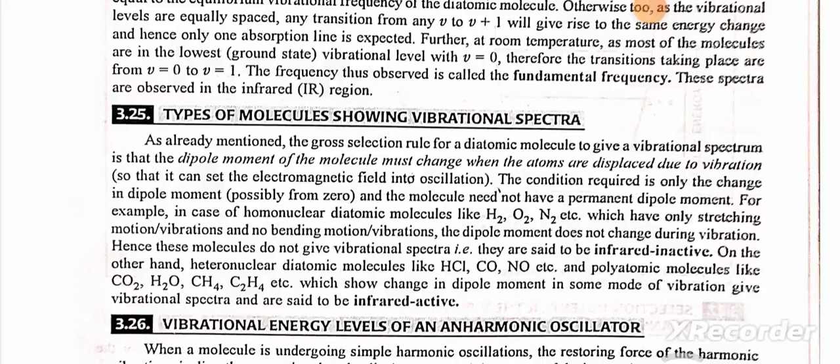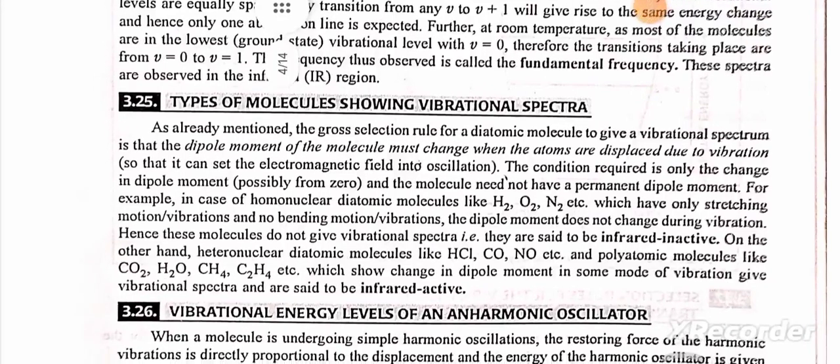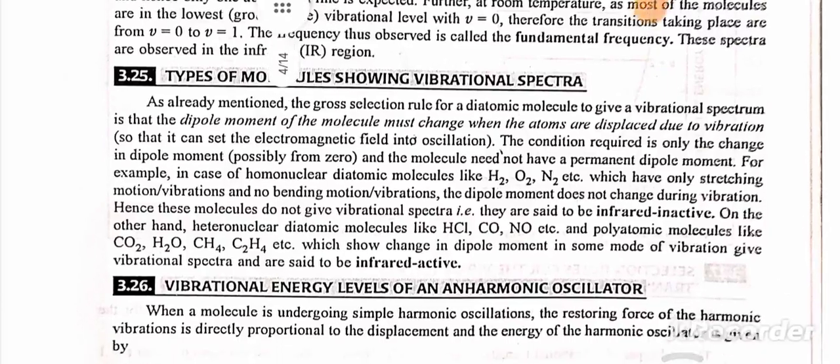For example, in the case of homonuclear diatomic molecules like H2, O2 and N2, which have only stretching vibrations and no bending vibration, the dipole moment does not change during the vibration. Hence, these molecules do not give vibrational spectra. They are said to be infrared inactive. On the other hand, heteronuclear diatomic molecules and polyatomic molecules like CO2 and H2O, which show a change in dipole moment, give the vibrational spectrum.